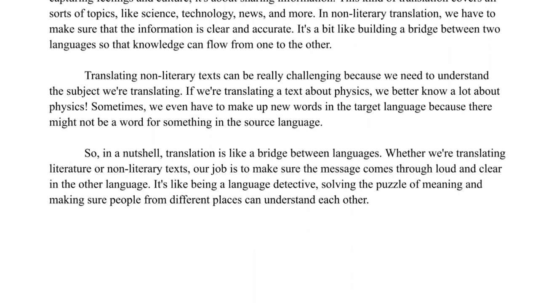So in a nutshell, translation is like a bridge between languages. Whether we are translating literature or non-literary text, our job is to make sure that the message comes through loud and clear in other language. It's like being a language detective, solving the puzzle of meaning and making sure people from different places can understand each other. So this is all we have about the concept of translation in this video.